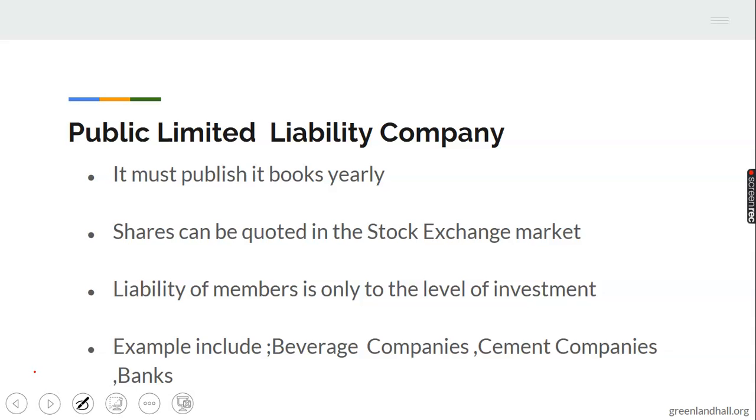Number 6, shares can be quoted in the stock exchange market. That is, the shares can be quoted in the stock exchange market, calling on people to come and buy its shares. Number 7, liability of members is only to the extent of their investment. That is, the members' liability cannot go beyond the amount of money that they've invested in buying the shares of the company. Examples include beverage companies, cement companies, banks, and so on and so forth.